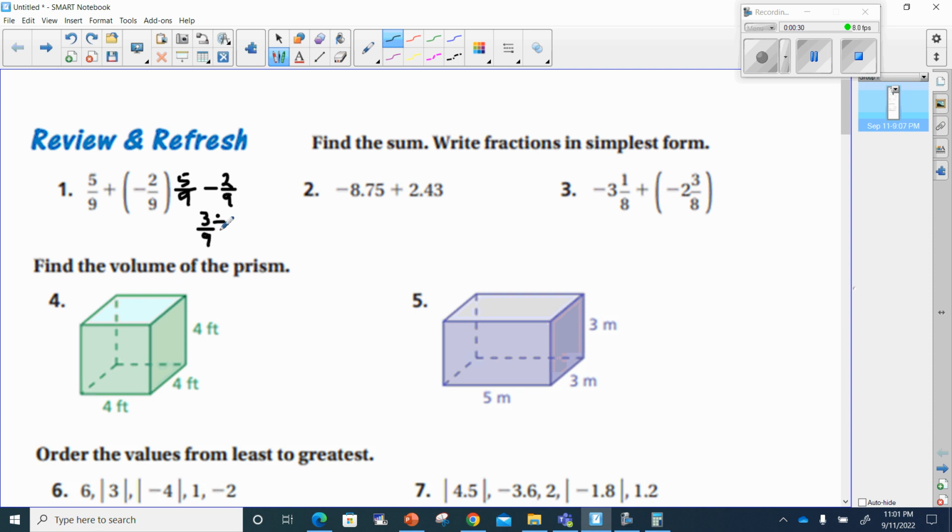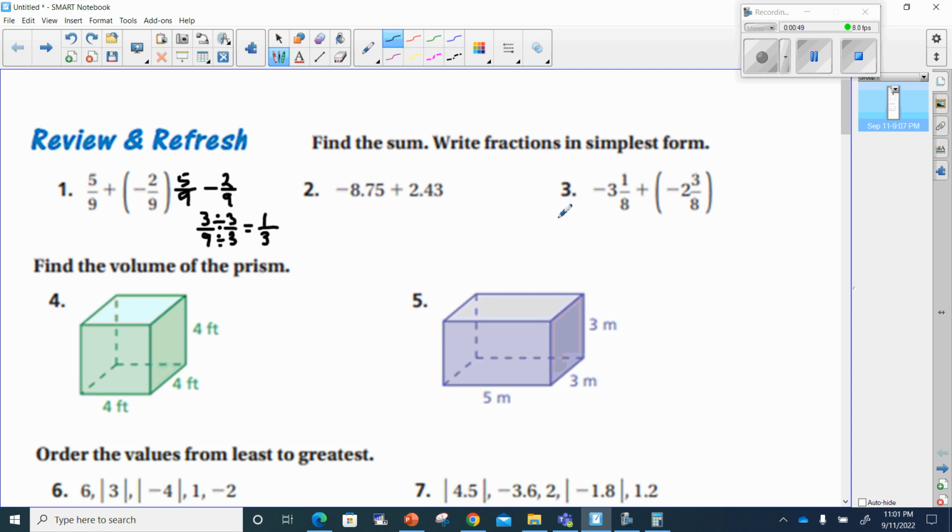Both of these are divisible by 3. So we're going to reduce it by dividing it by 1 in the form of 3 over 3. And 3 divided by 3 is 1. 9 divided by 3 is 3. So this answer is 1/3.